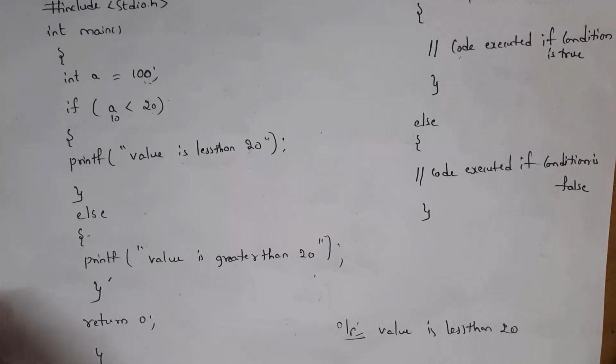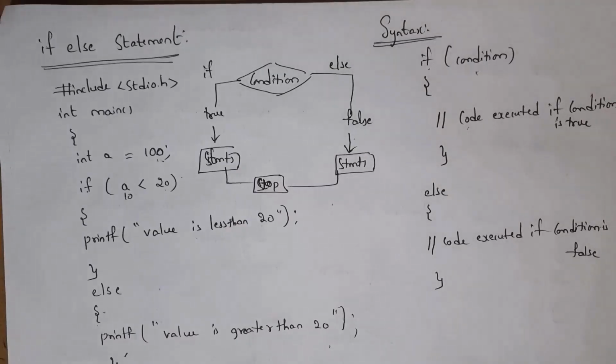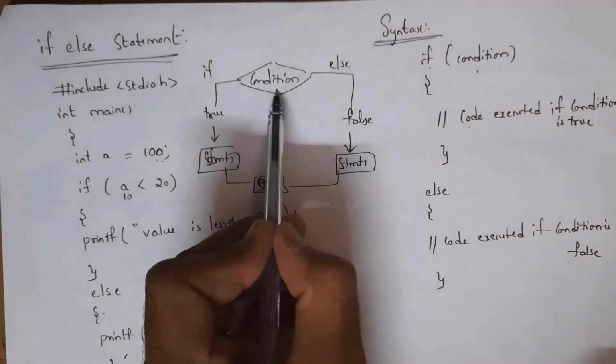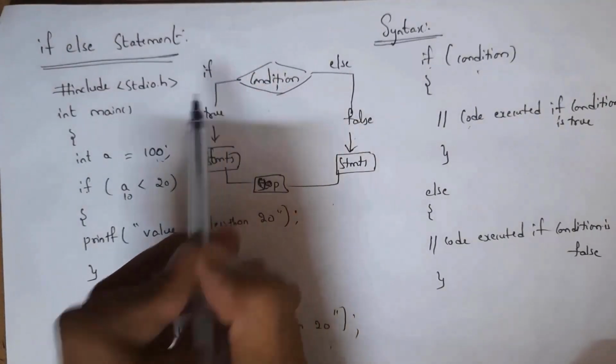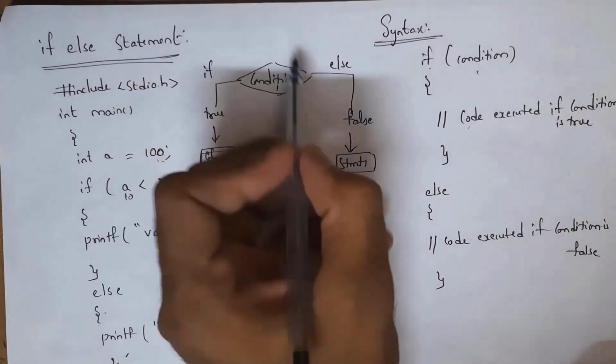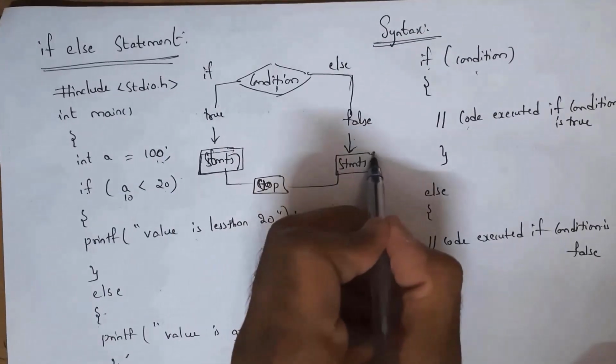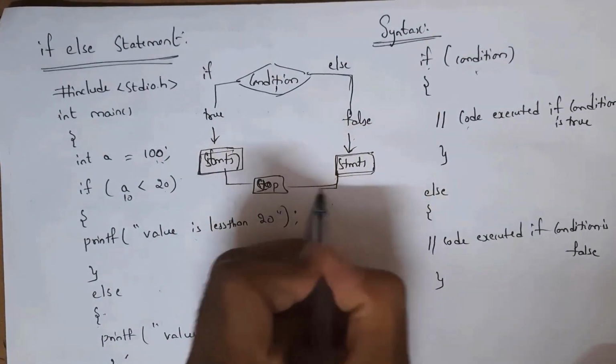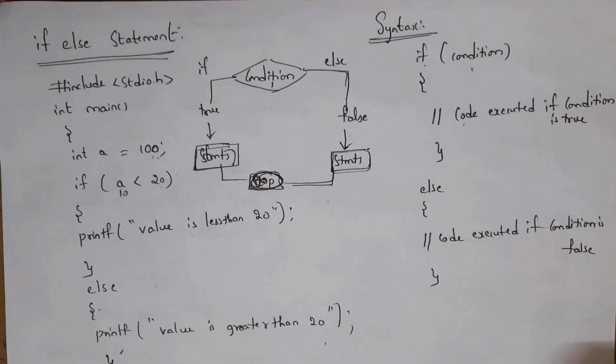I will explain the flowchart for the if else statement. Guys, this is the flowchart for the if else statement. Here you need to give the condition. If this condition is true, then the if statements will be executed. If the condition is false, then the else statements will be executed. And at last you need to give stop. This is the flowchart for the if else statement.